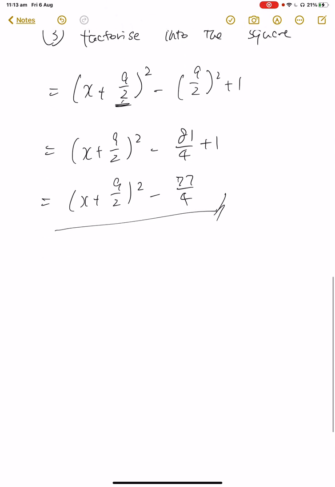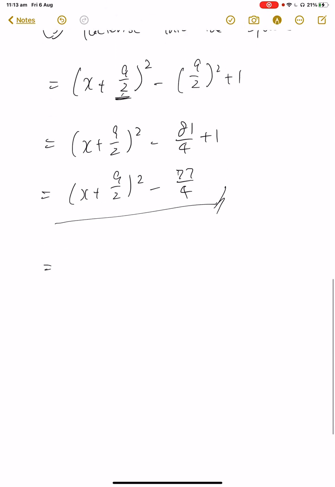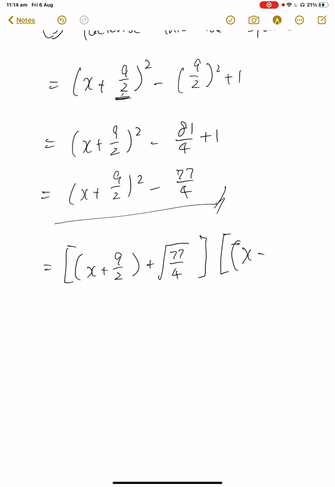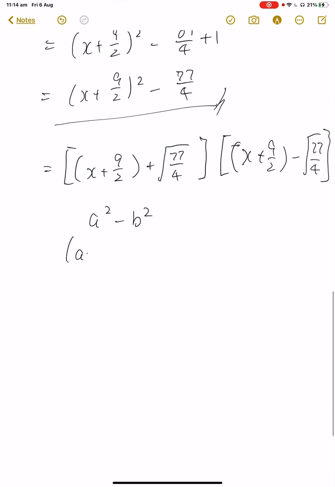You can also keep going if you want to. I feel this is unnecessary, but the curriculum disagrees. So x plus 9 on 2 plus root 77 on 4, and then x plus 9 on 2 minus root 77 on 4. So this is basically using a squared minus b squared and then factorizing it into a plus b and a minus b.